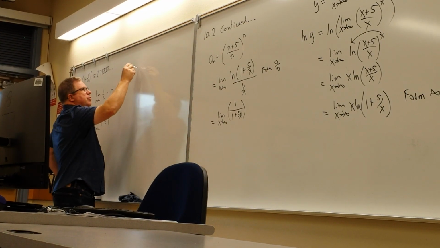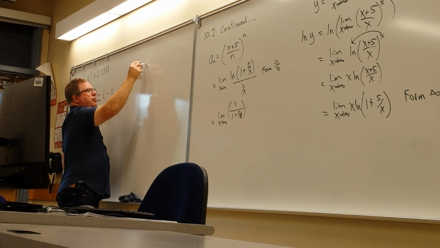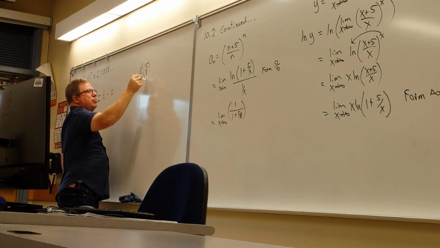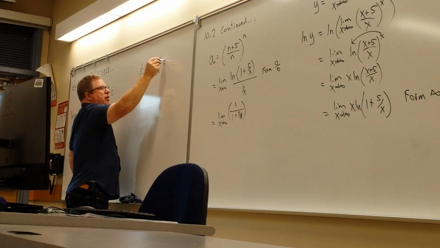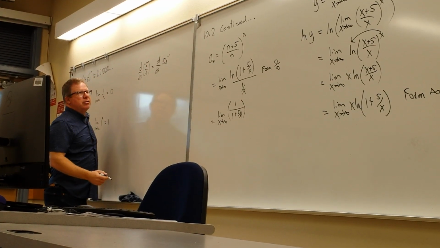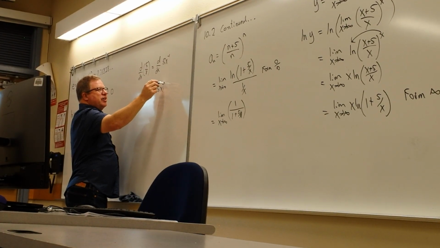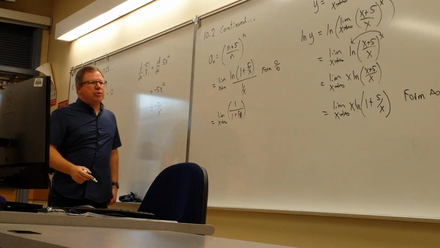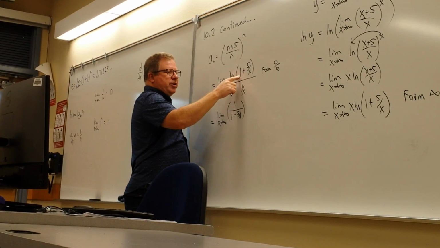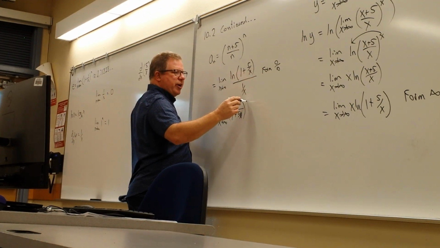The derivative of 5 over x. What's that going to be? Well, that's like 5x to the negative 1. Bring the negative 1 down, you got negative 5x to the negative 2, so that's negative 5 over x squared. So the derivative of 1 is 0, the derivative of 5 over x is negative 5 over x squared.